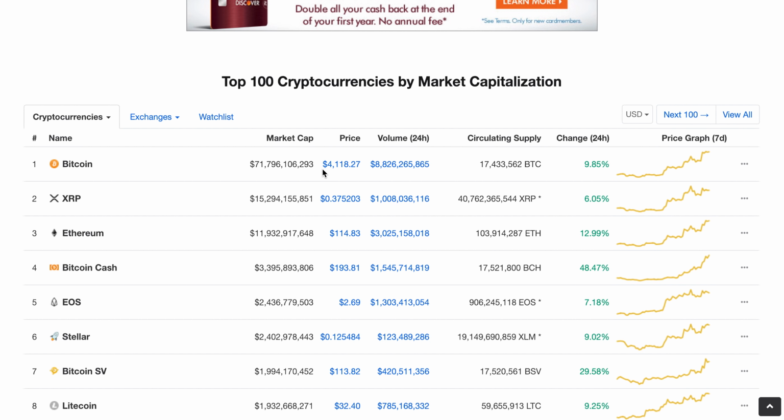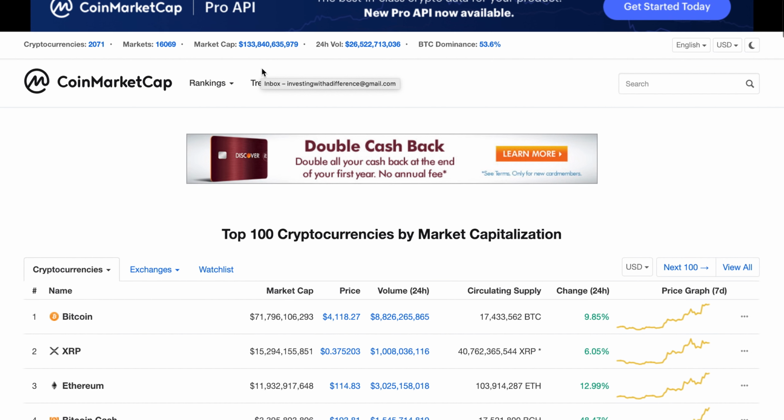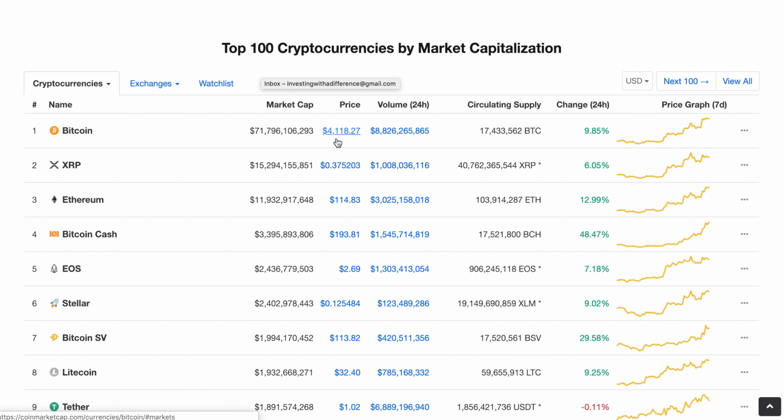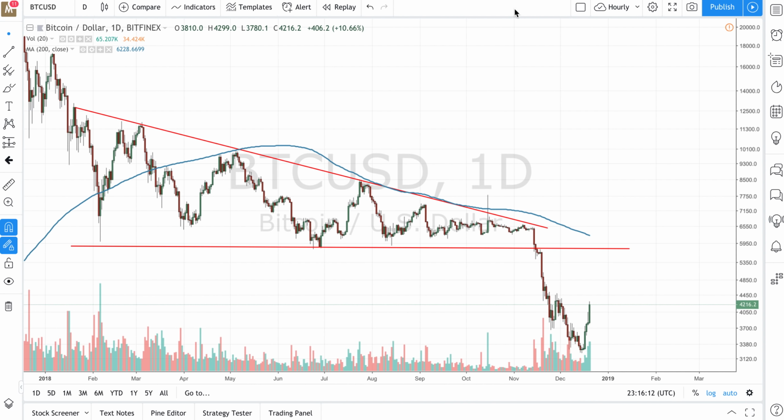We are kind of stabilizing above $4,000 on Bitcoin, and the market cap is more than 133 billion, which is kind of a recovery from the lows which we saw a few days back. EOS is kind of settling above $2.50. It consolidated a bit. So let's first move into the Bitcoin chart.